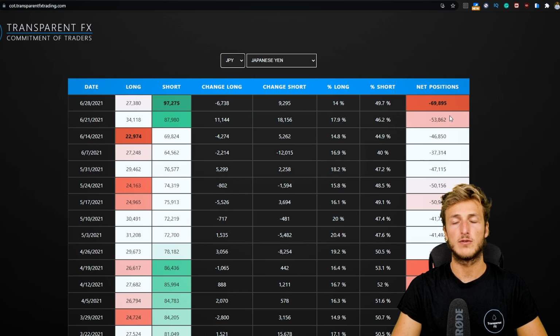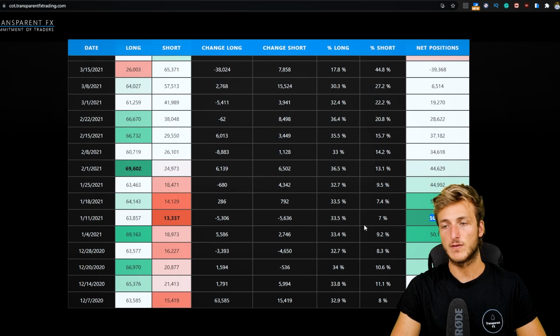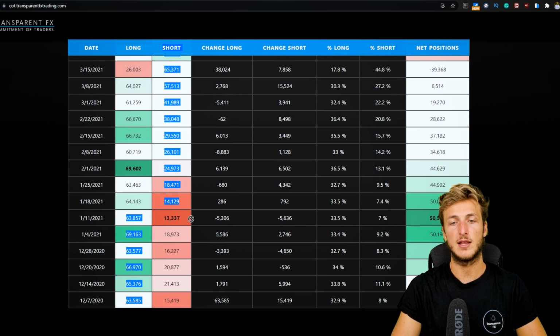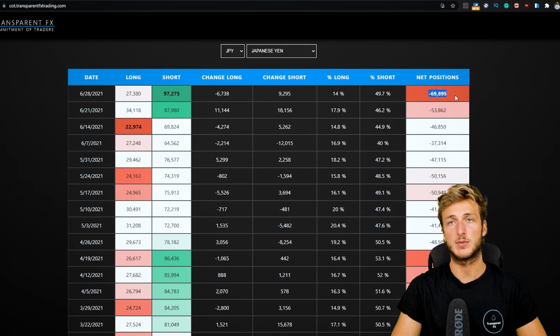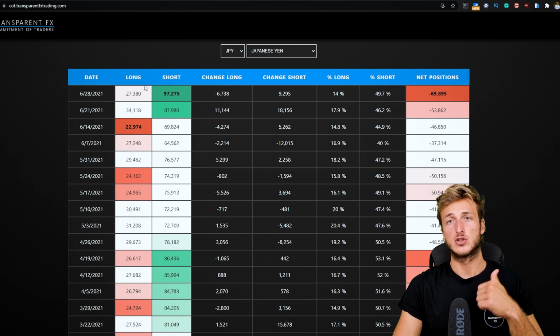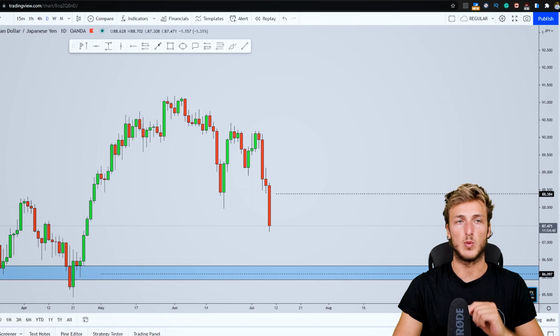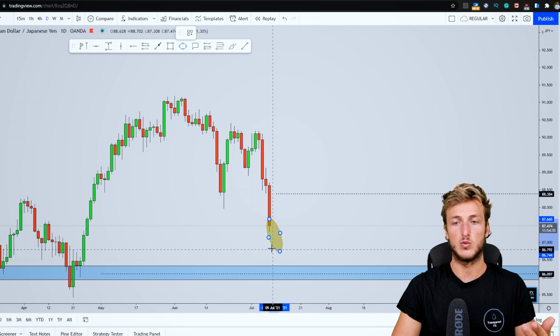And if we go and see what we have on the JPY, we can see how the JPY has melted from having 50k net positions with 63k longs and 13k shorts, all the way down to having a negative net positioning of minus 69k with 97k shorts and 27k longs. So we have strong CAD and weak JPY. Therefore, we can be looking for a potential opportunity with students.